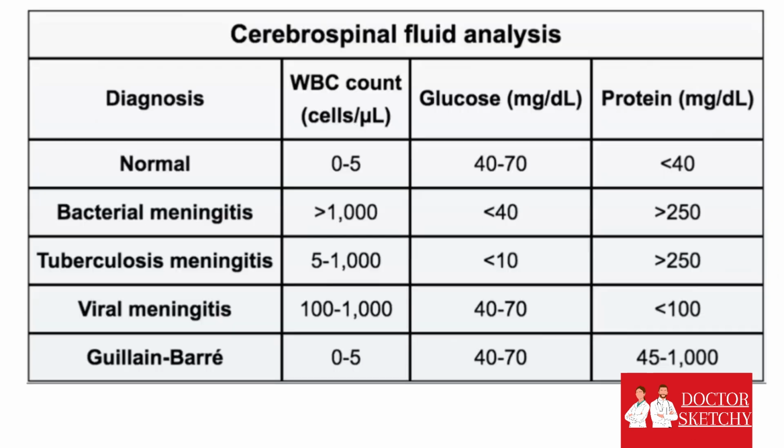Take a quick look at this table and learn the differences. The level of the WBCs is raised between 5 to 1000 in TB but not more than 1000. If it is more than 1000, the scenario will be more towards bacterial meningitis.